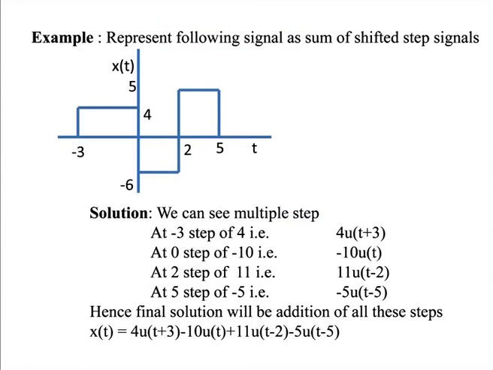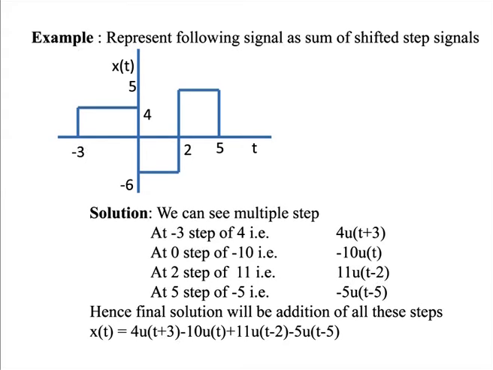Next slide, this is an example. Represent the following signal as a sum of shifted step signals. This is a very good example. You see very carefully that x(t) at minus 3 goes in value from 0 to 4, right. It steps. It steps again at 0, by minus 10, since 4 minus 6, minus 6 means 4 plus 6 is 10, right. So, this is minus 10.